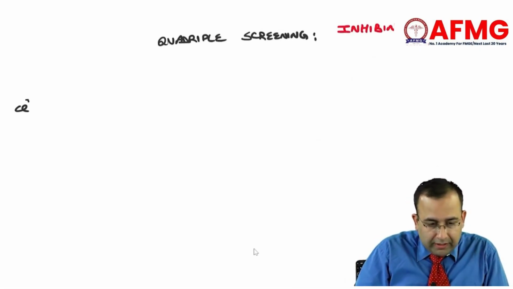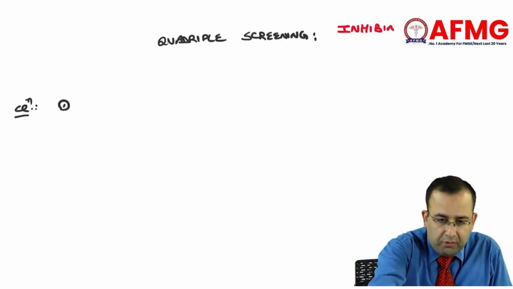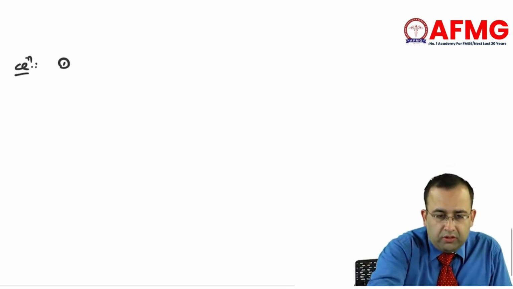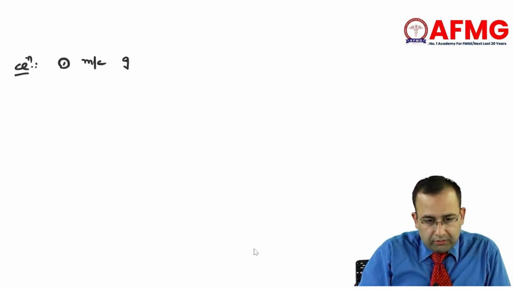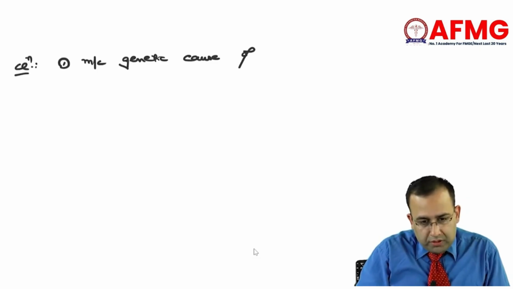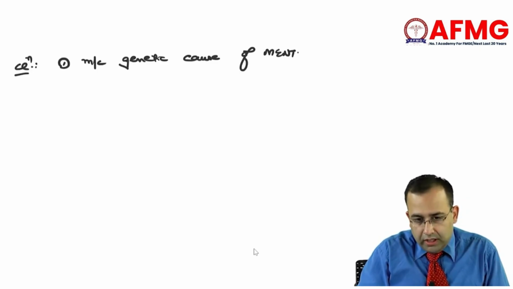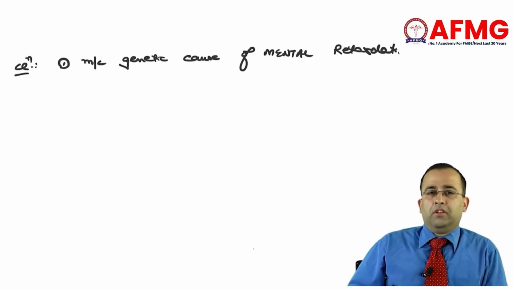Next point, clinically Down syndrome. देखो पहला point तो सबको पता है, Downs, you very well know that it is the most common genetic cause of mental retardation. It is associated with mental retardation.